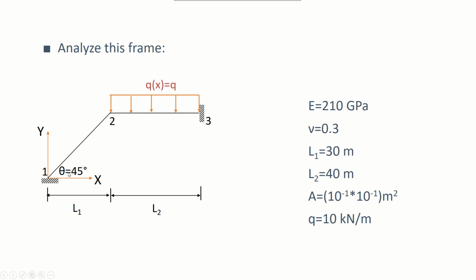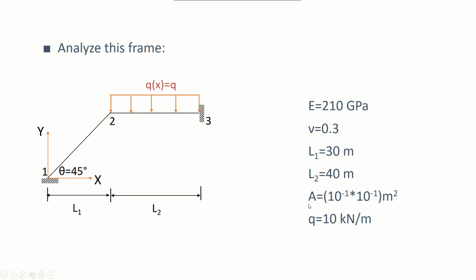Beam 1 is at 45 degrees with respect to the global coordinate system, and beam 2 is parallel to the x direction. These are the values that we're going to use. Young's modulus is 210 gigapascals for the entire frame. Poisson ratio is 0.3. L1 is 30 meters, so the x and y coordinates of point 2 are going to be 30 in x and 30 in y to give a 45-degree angle. And L2 is 40 meters, so the x coordinate of point 3 is going to be 40 plus 30, which is 70, and the y coordinate of point 3 is going to be 30.